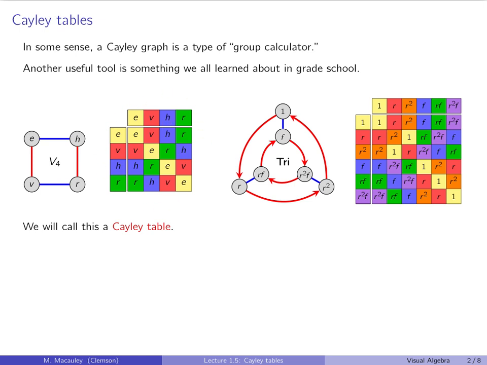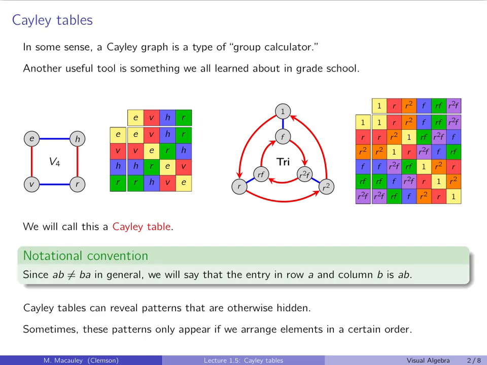Here is the triangle symmetry group, and here are the 6 elements, and R times F is RF. R squared times F is R squared F. This does the same thing. We will call this a Cayley table. We're not using the word multiplication because sometimes the binary operation can be addition.